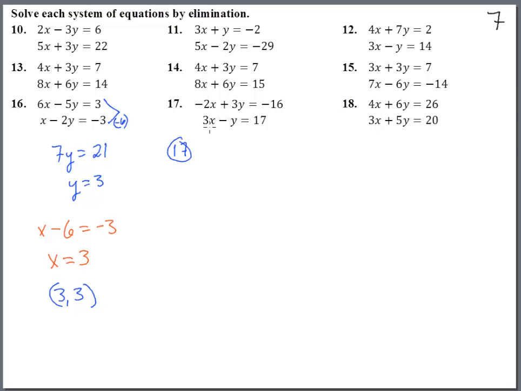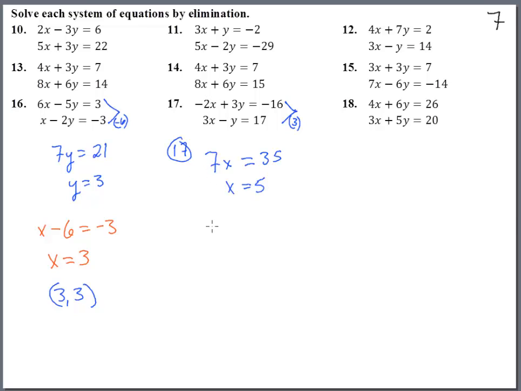Okay, do we want to try to get rid of the x's? Well, we could turn them both into a 6, but we get rid of the y's if we just times this guy by 3 and add them together. So this becomes 9x minus 2x is a 7x, and 3y, -3y and 3y is gone, equals 3 times 17 is 51 minus 16, that's a 35. Oh, I'm glad that came out. X equals 5.